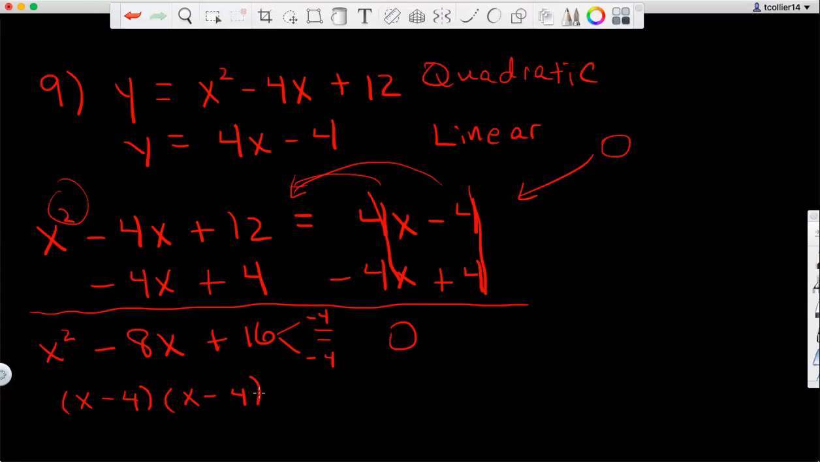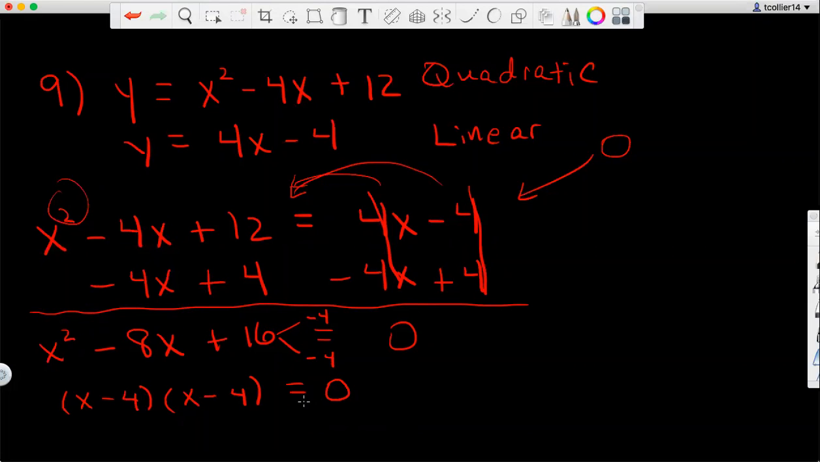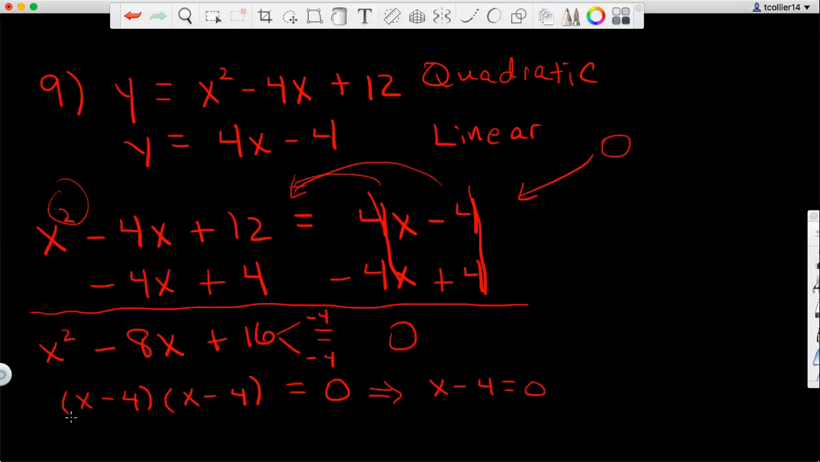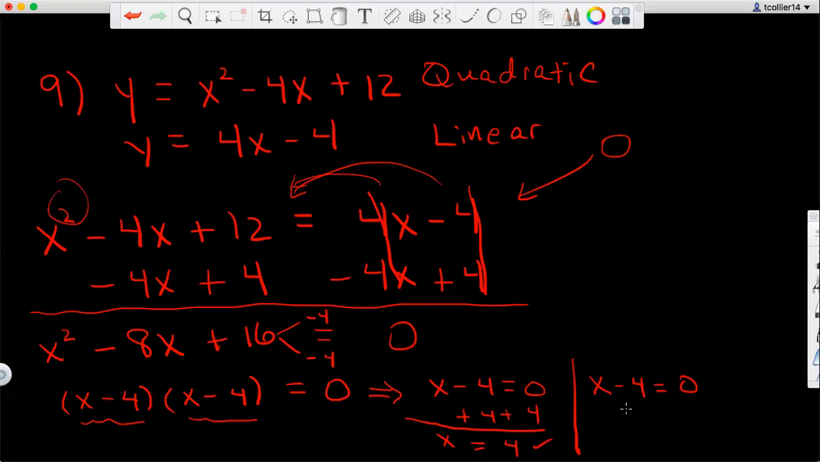So these are two of the same factors, which means I'm still going to have two answers, but they're going to be the same number. So I get x minus 4 equals 0 from the first factor. And then from the next factor, I also get x minus 4 equals 0. Both of these, I'm going to add 4 to both sides. 0 plus 4 is 4. Same thing on this side.